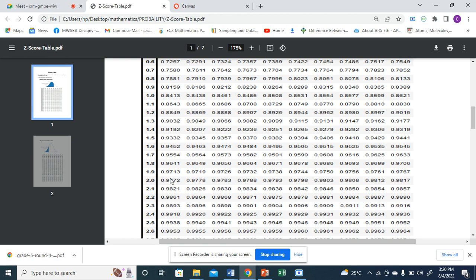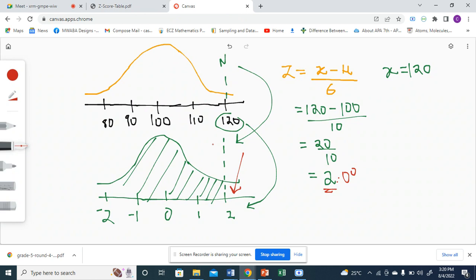Okay, so our probability which is less than our z-score of 2 is 0.9772. This shaded area represents 0.9772. So we want the probability that our z-score is greater than 2.